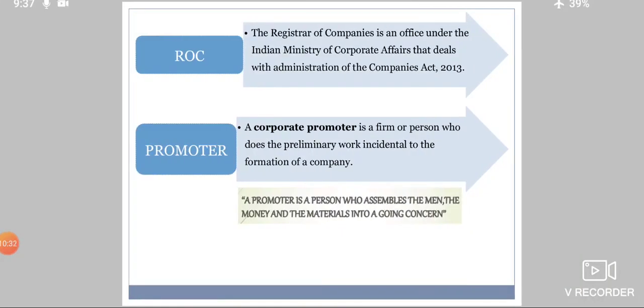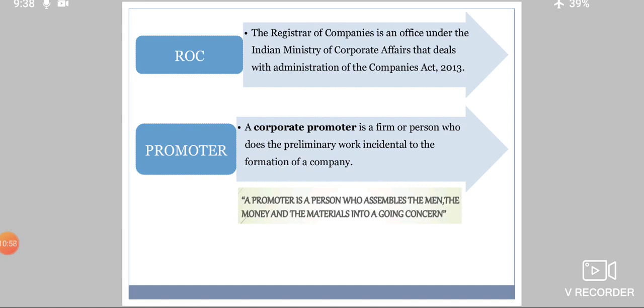Now see here, ROC, as we have seen, the Registrar of Companies is an office under the Ministry of Corporate Affairs that deals with the administration of the Companies Act, the proper administration, looking into the matters of the company and looking into the Companies Act 2013. It is all done by ROC, the Registrar of Companies.